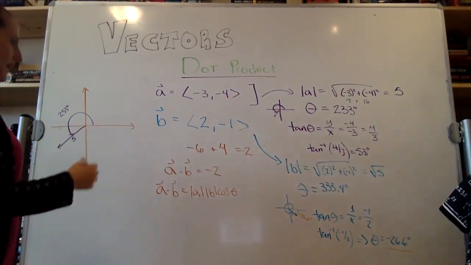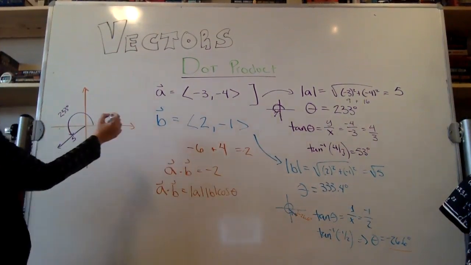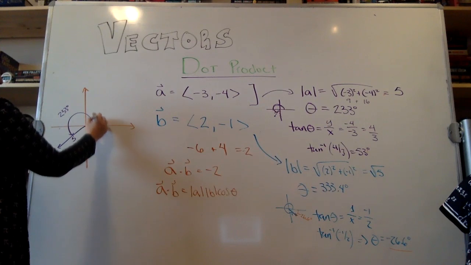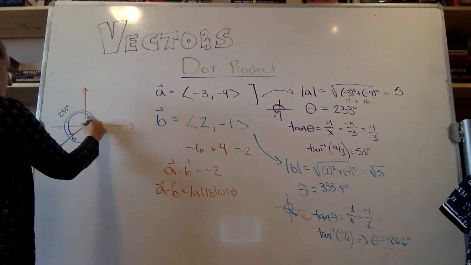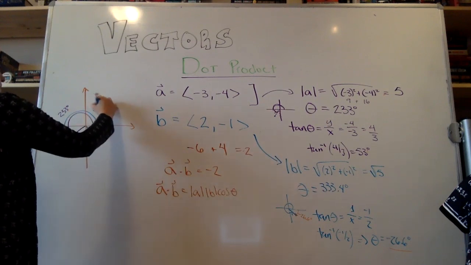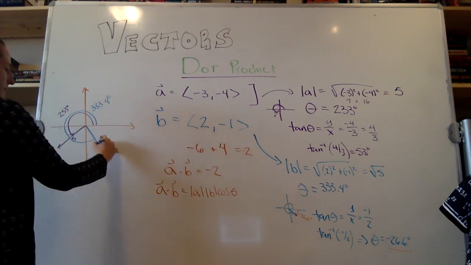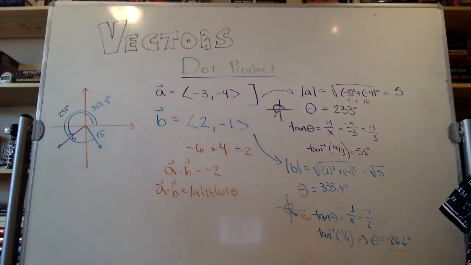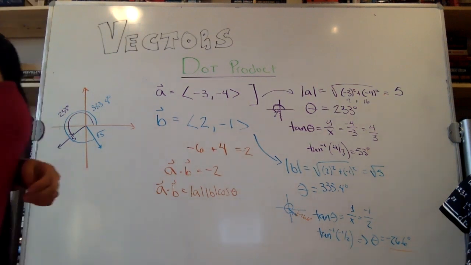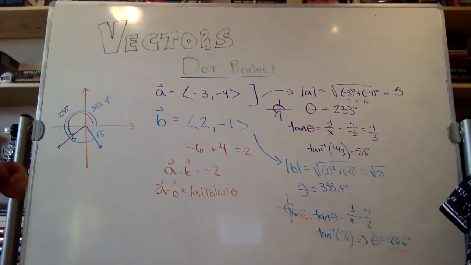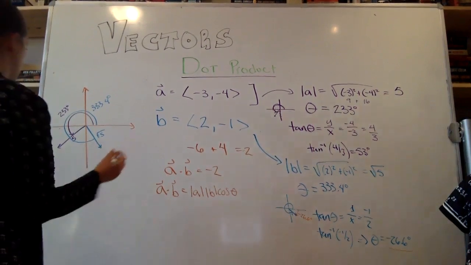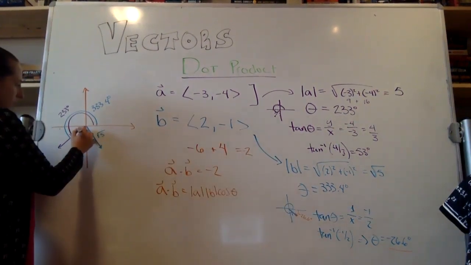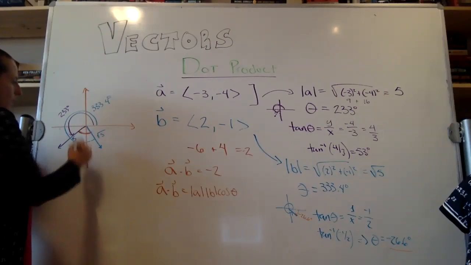For my blue vector, I have to go 333 degrees, somewhere over here. And its magnitude is the square root of 5. Now, the dot product tells me that I need the angle between these two. So I need this angle here. Well, how do I get that?